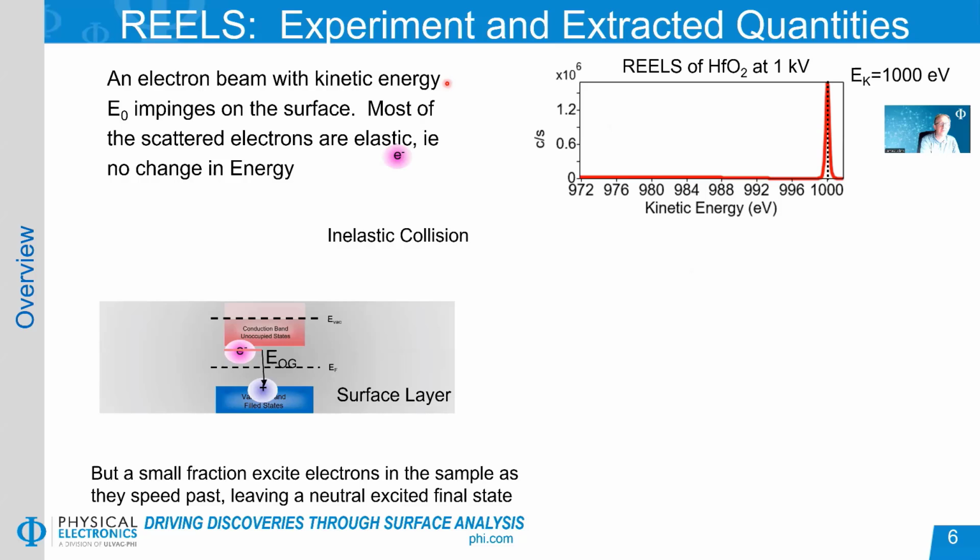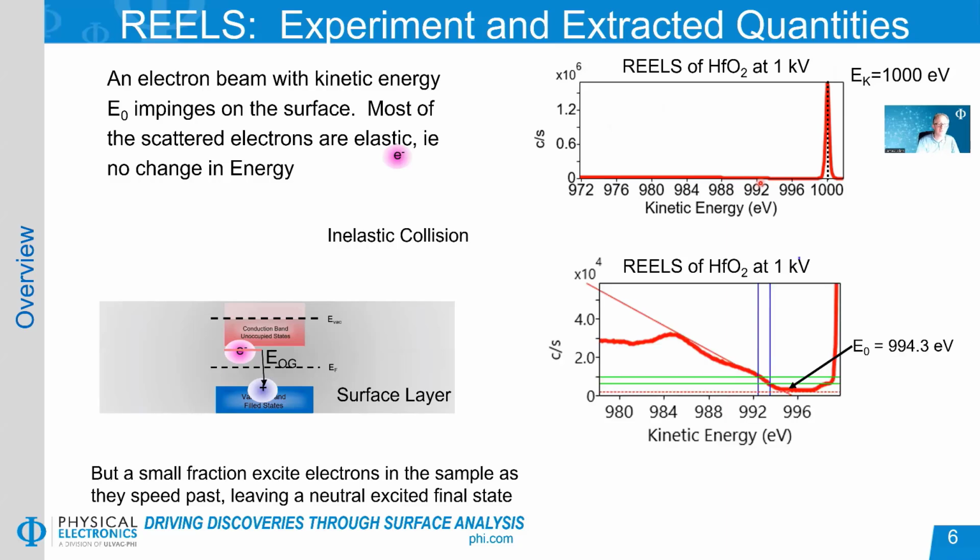So here we have a REELS spectrum of hafnium oxide that's taken with a 1 kV beam. We have here our elastic peak, which you can see quite clearly. And if we zoom in really far, we can see that we have some structure down in this bottom region. We have a region where there is effectively no signal, and then we start getting some scattered electrons again. And this region where we have the onset of the signal coming, this loss signal, is basically giving us the optical gap in our system.